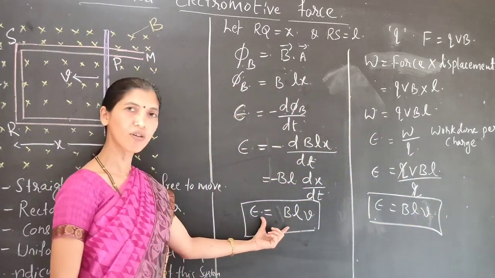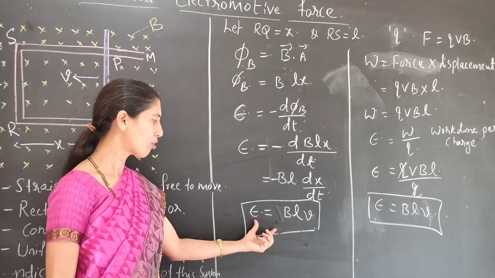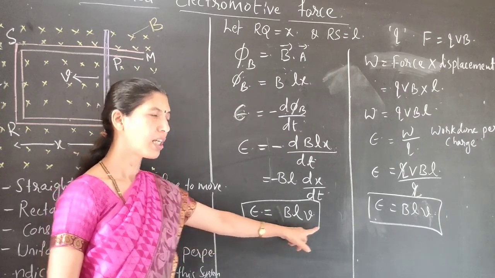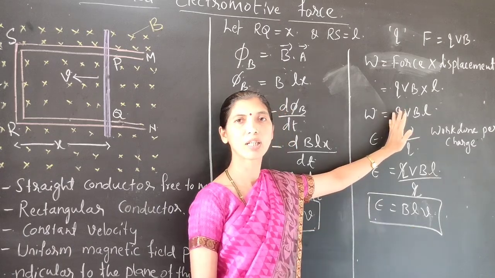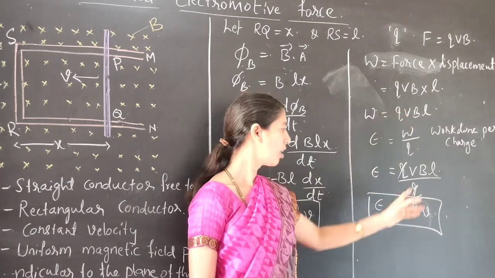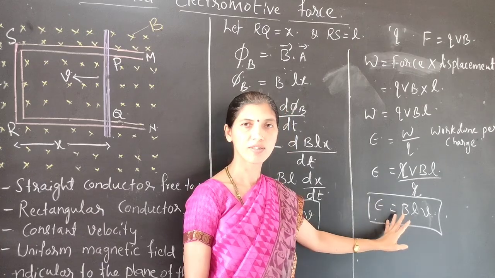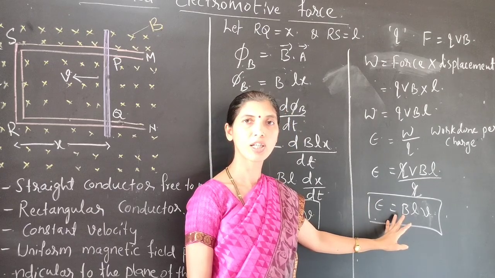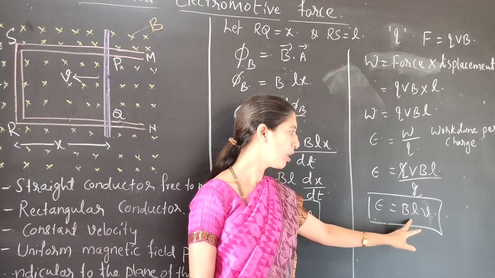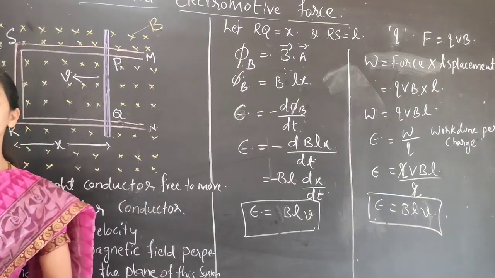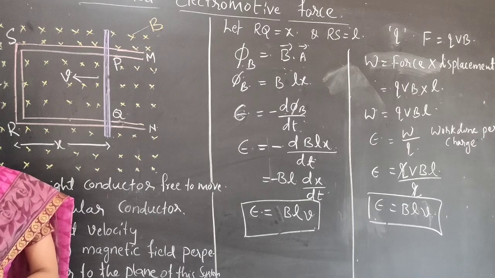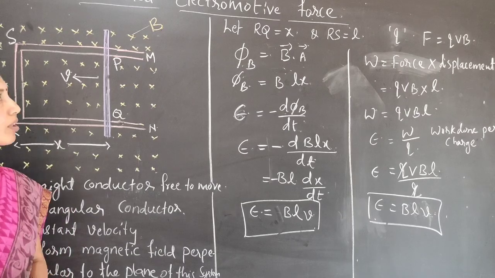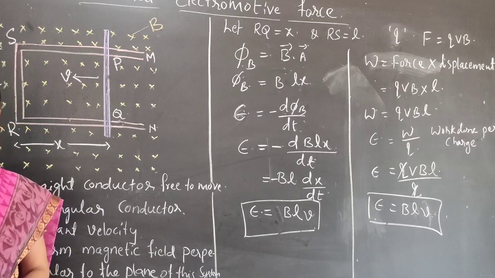So here also we have got the same expression. Induced EMF E is equal to BLV. This is the alternative method, by considering the Lorentz force. So both expressions are the same. Therefore, the expression for induced EMF is B into L into V. Thus, it is possible to produce induced EMF by the motion of the conductor instead of by varying the magnetic field.